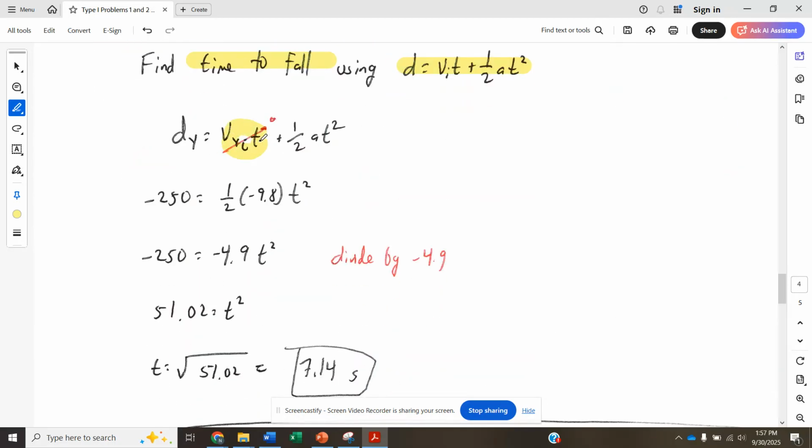So once again, that first term will go to 0 since the initial velocity in y was 0. You can fill in the other variables. So negative 250 equals 1/2 times negative 9.8 t squared. Start by multiplying 1/2 times negative 9.8 to get negative 4.9. You'll divide both sides by negative 4.9 to get 51.02 equals t squared. And then finish by taking a square root to get a time value of 7.14 seconds.